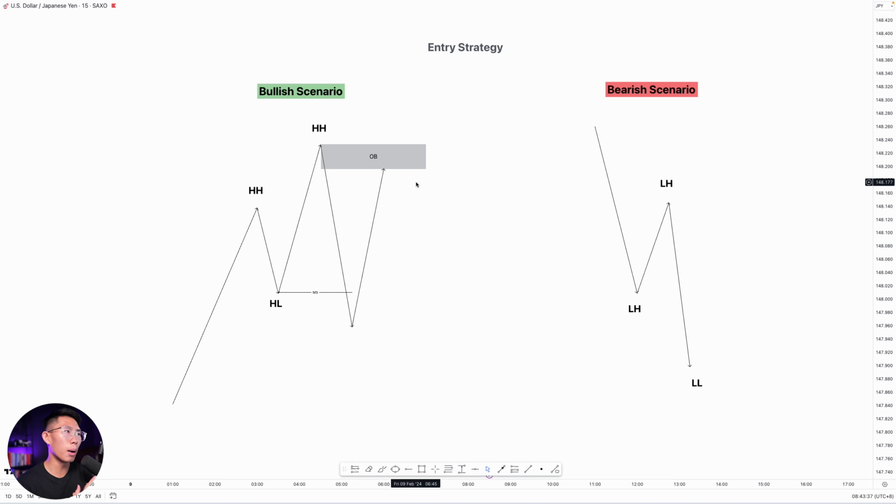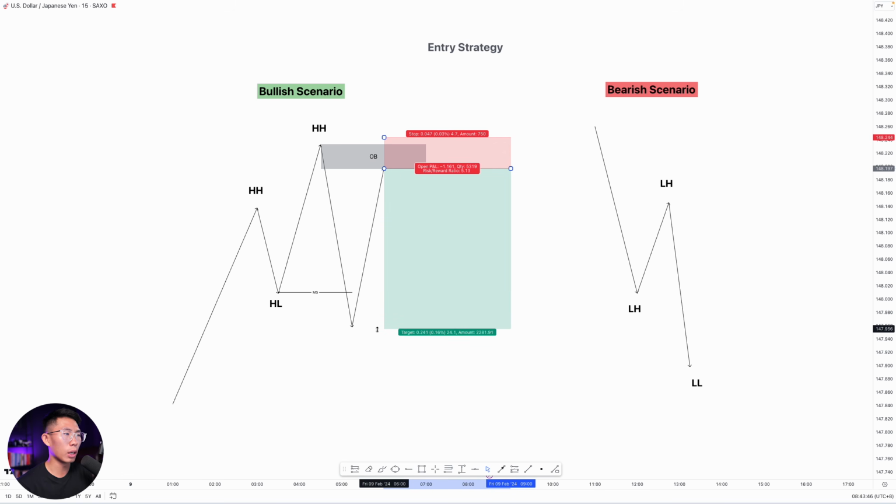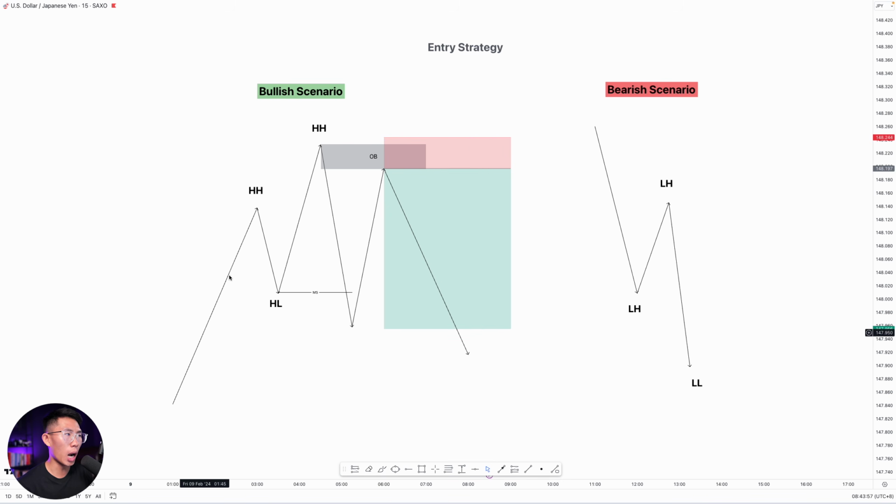After price has come back up to mitigate this order block, that is when we can look for our sell position right here, place our stop loss above the order block, and place our take profit maybe all the way down to this low right here. And you will start seeing price literally collapse, and you can see price has just created a lower high and a potential lower low right here. And that is how price has shifted from an uptrend to a downtrend, a proper reversal.